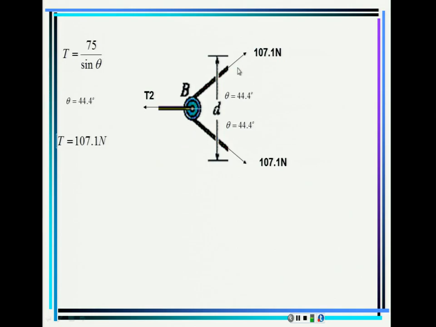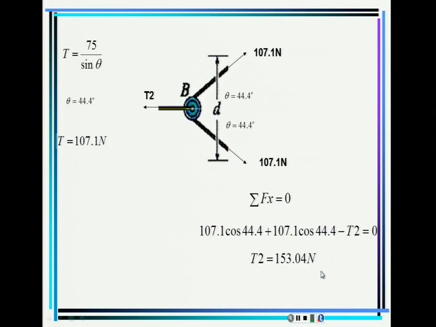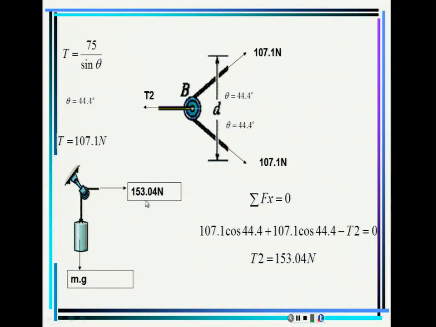So I have this tension and this tension here, and I can do summation of forces in x equals 0, and if I do that, I can find this tension in this cord. Summation of forces in x, I'm going to have 107 cosine 44 plus 107 cosine 44 minus T2 equals 0. Solve for T2 in terms of Newton. Then I have T2, and the only thing that I have to go is to the final part.